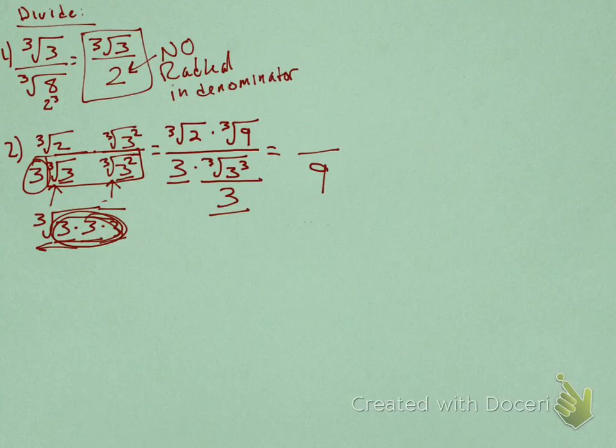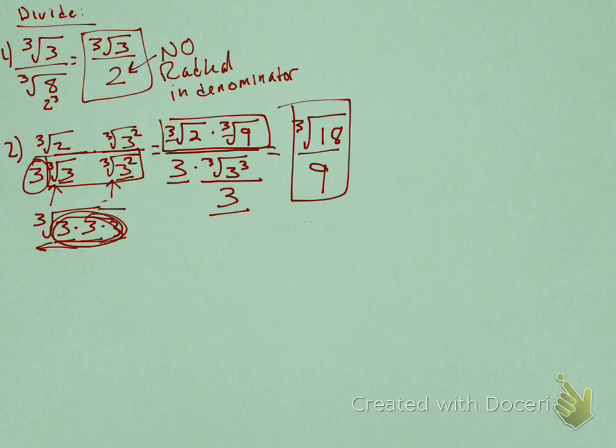And in the top, because these are like radicals, the cube root of 2 times the cube root of 9, that's the cube root of 2 times 9, or 18. Now don't be silly and think you can divide 18 and 9. 18's inside of the cube root, 9 is not. Hands off. You're done. Cube root of 18 over 9 is your final simplified answer.